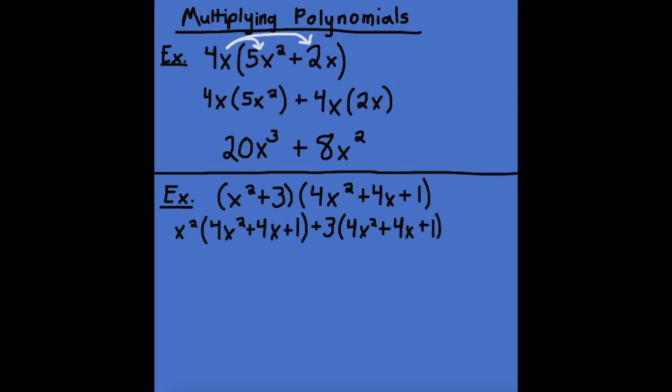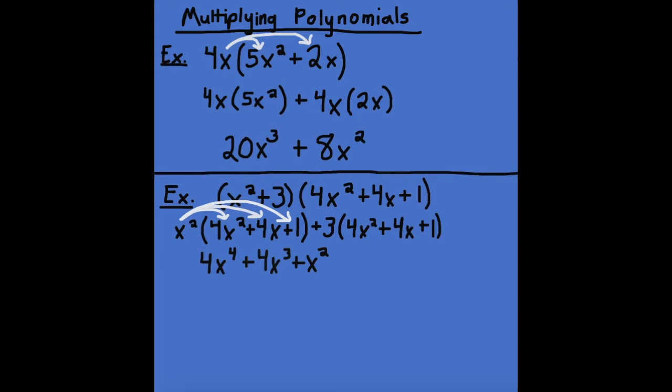Then, we distribute. If you are confused on how to multiply exponents, please look at the video Exponents and Their Properties, which is linked down below in this video. We multiply x squared times 4x squared, which equals 4x to the 4th power. Then, we multiply x squared by 4x, which equals 4x cubed. Then, we multiply x squared by 1, which equals x squared.